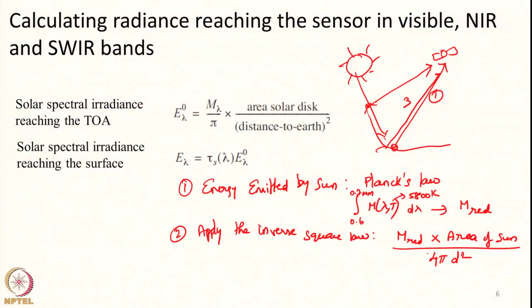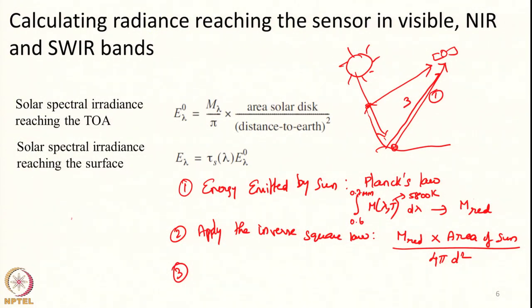So essentially you first apply Planck's law, calculate the energy emitted by the sun within that particular wavelength band. Then you apply the inverse square law, the problem we have done earlier, which will give you the energy from the sun that reaches the top of our earth's atmosphere within that particular wavelength. So that also we have done.